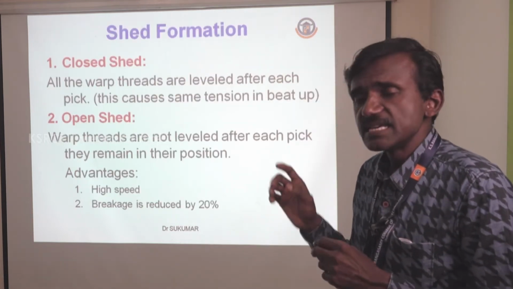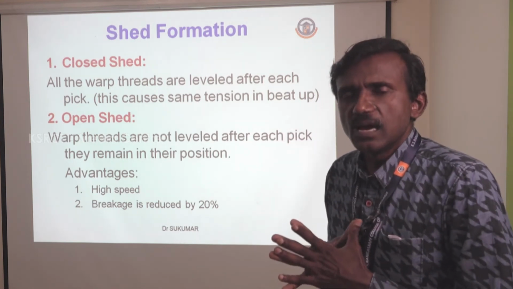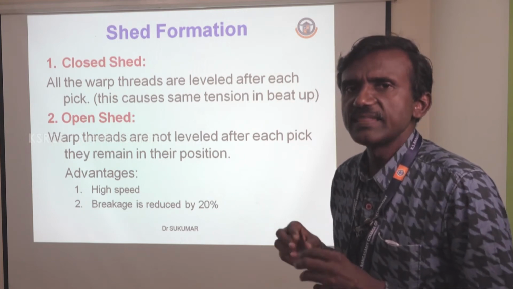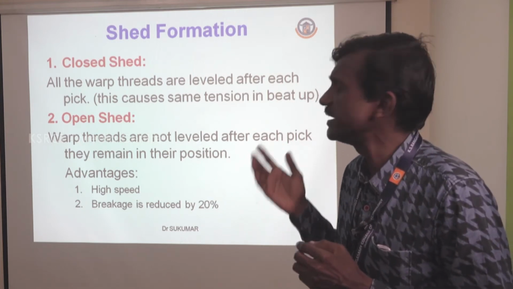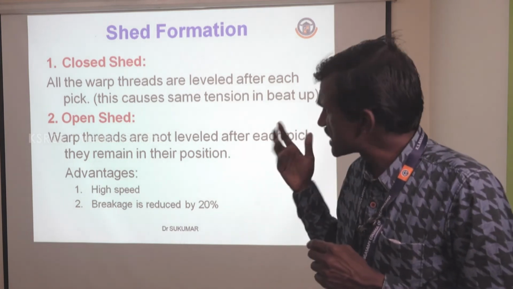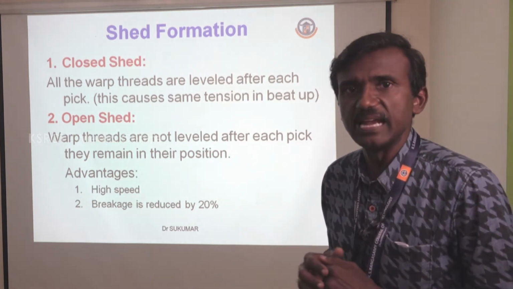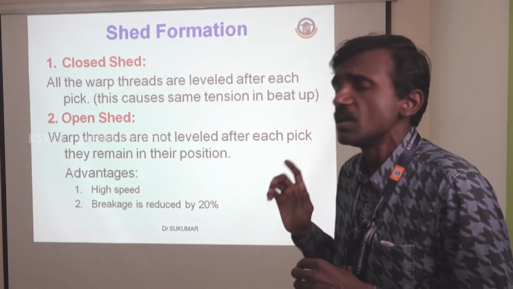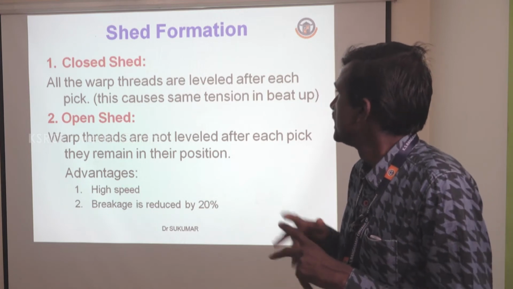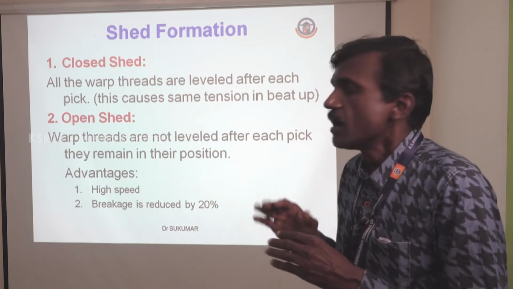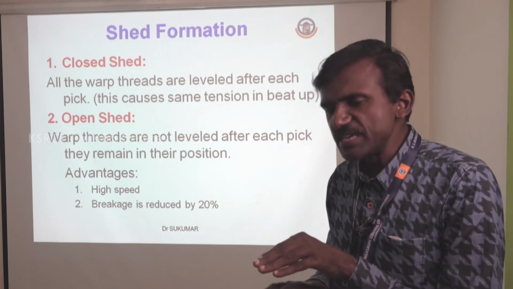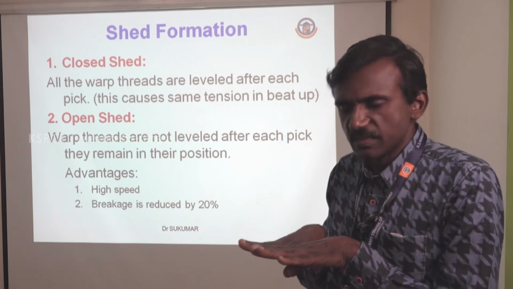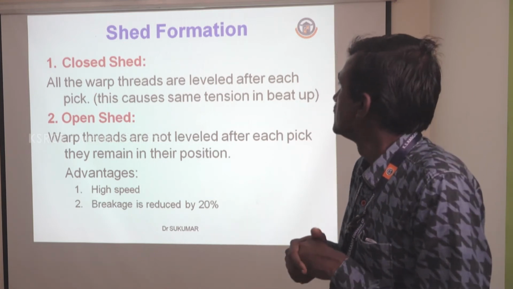If you see the shedding mechanism for the Dobby, it can be classified into 2 different types. One is closed shed, the other is open shed. Again, it is classified into different types that we will study when we study the jacquard mechanism in detail. Here, the general concept is that it is mainly classified into 2 types: closed shed and open shed. In case of closed shed, after completion of the shed formation, it returns back to its original, the center position of the loom. The warp sheet is closed to the normal. That is called the closed shed.